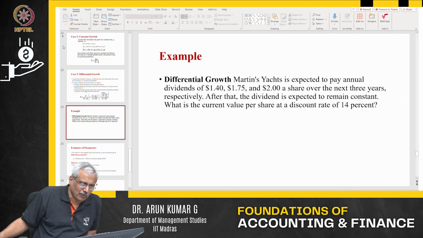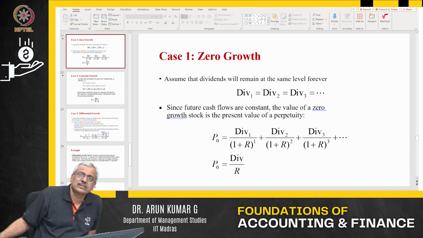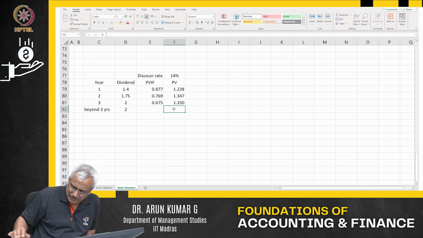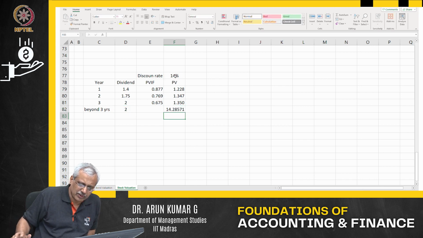Let us go back here. So, what happens? There is going to be what is called as a zero growth beyond 3 years out. Beyond 3 years, for time immemorial, you are going to get the same $2 out there consistently. So, what is the value of it? It is a zero growth, so the value is $2 divided by the rate. Discounted at what rate? Discounted at 14% out there, and this is basically what I am going to get out here.